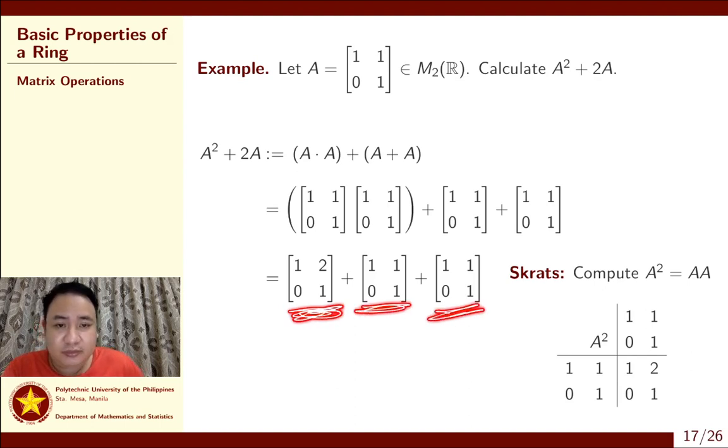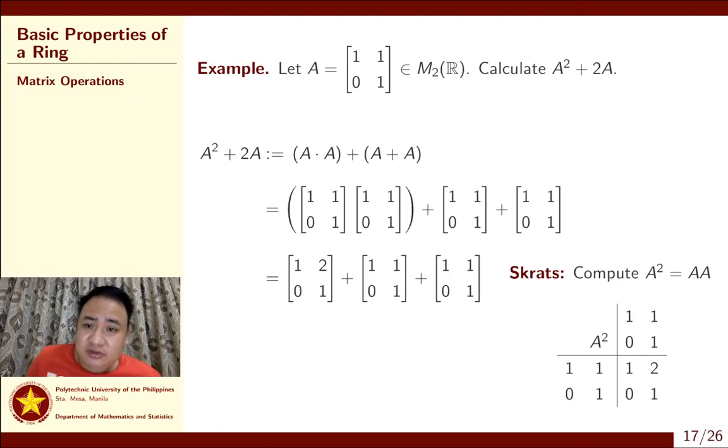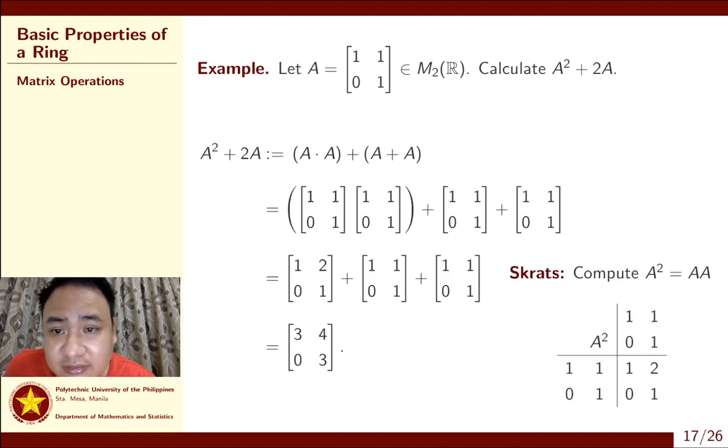Okay? We know that addition is associative, so there is no need to put parentheses. When you add them up, the result is 3, 4, 0, 3. So, that is the meaning of A squared plus 2A. You see that A is a matrix, while the coefficient 2 and the exponent 2 are positive integers.